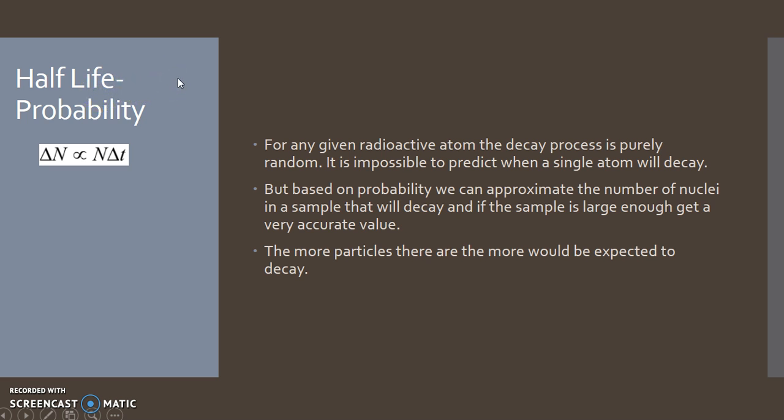For any given radioactive atom, the decay process is purely random, so it is impossible to predict when a single atom will decay. However, based on probability, we can approximate the number of nuclei in a sample that will decay, and if the sample is large enough, we get a very accurate value. The more particles there are, the more it would be expected to decay.